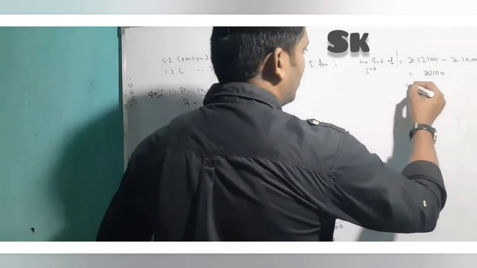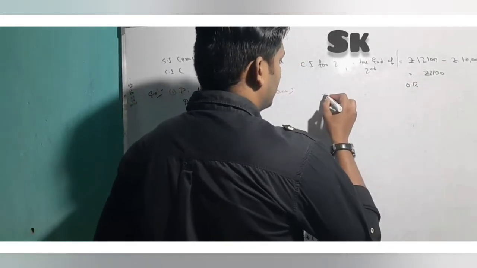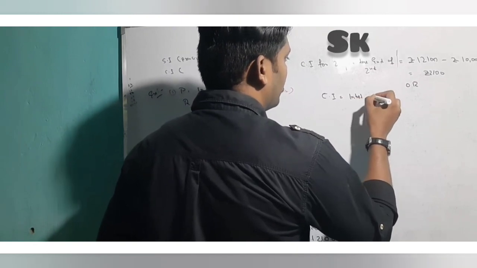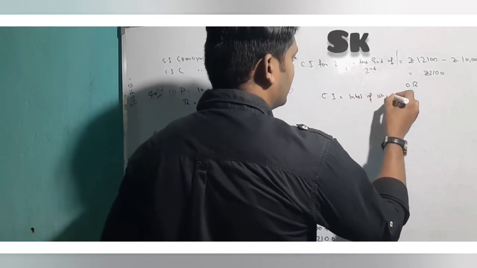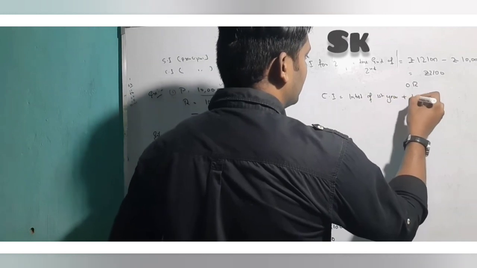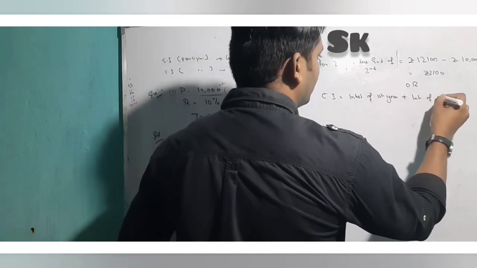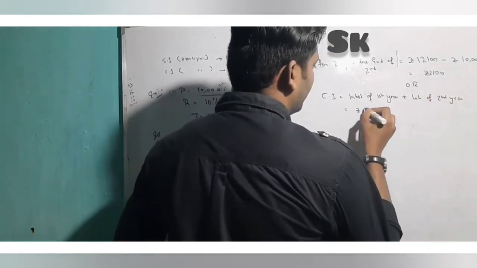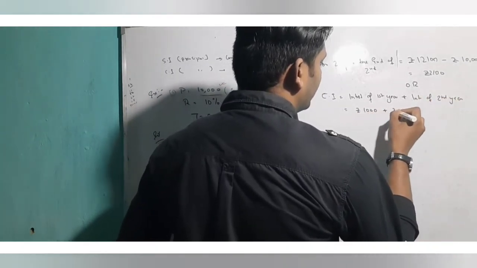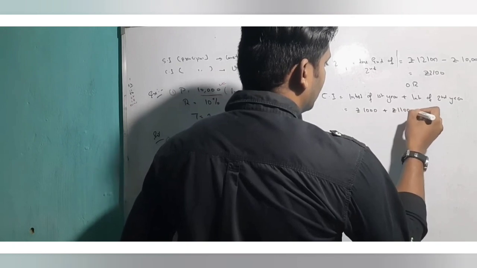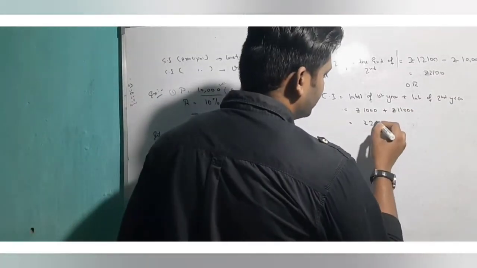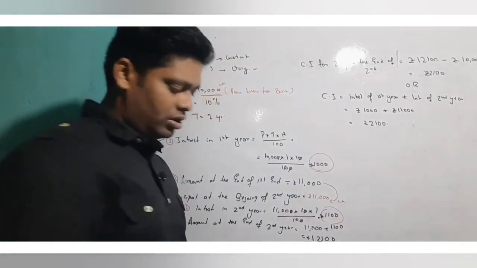Compound interest is equal to interest of first year plus interest of second year. Interest of first year is how much? Rupees 1,000 plus interest of second year is? Na? 1,100, na? So how much? Rupees 2,100 is your total compound interest.